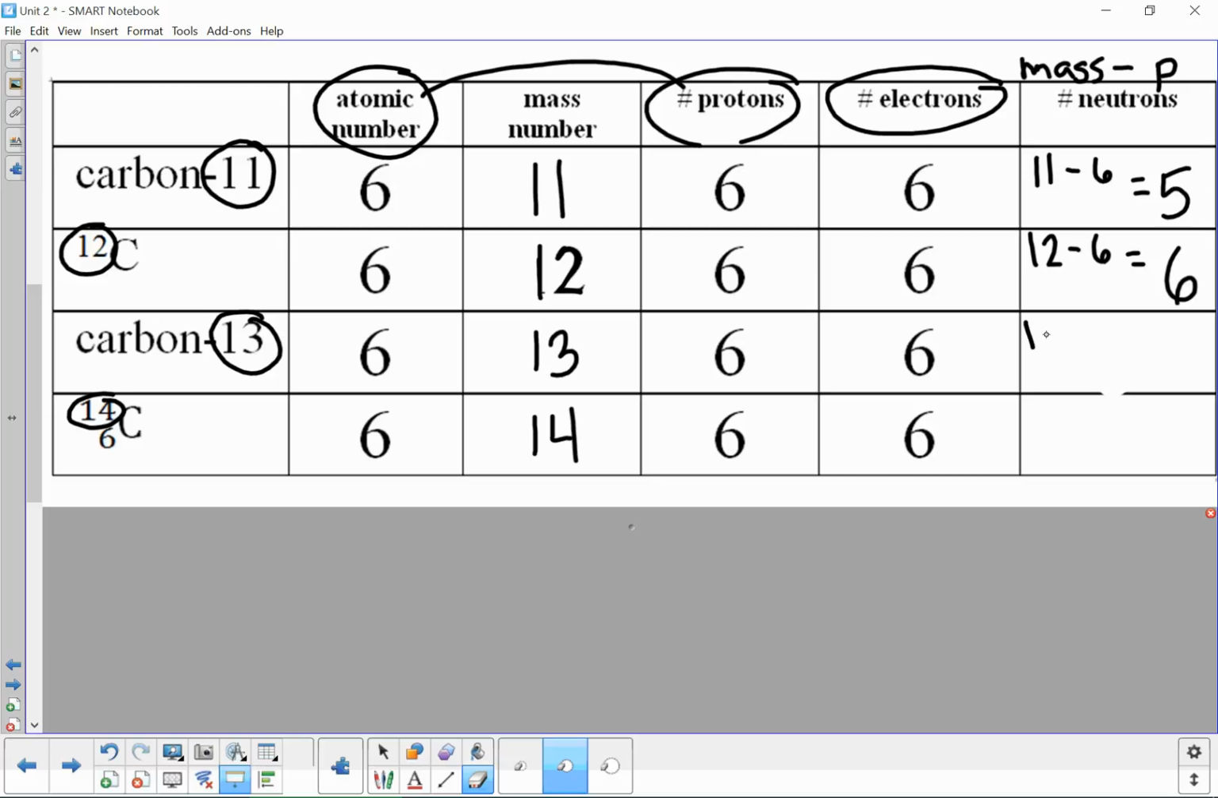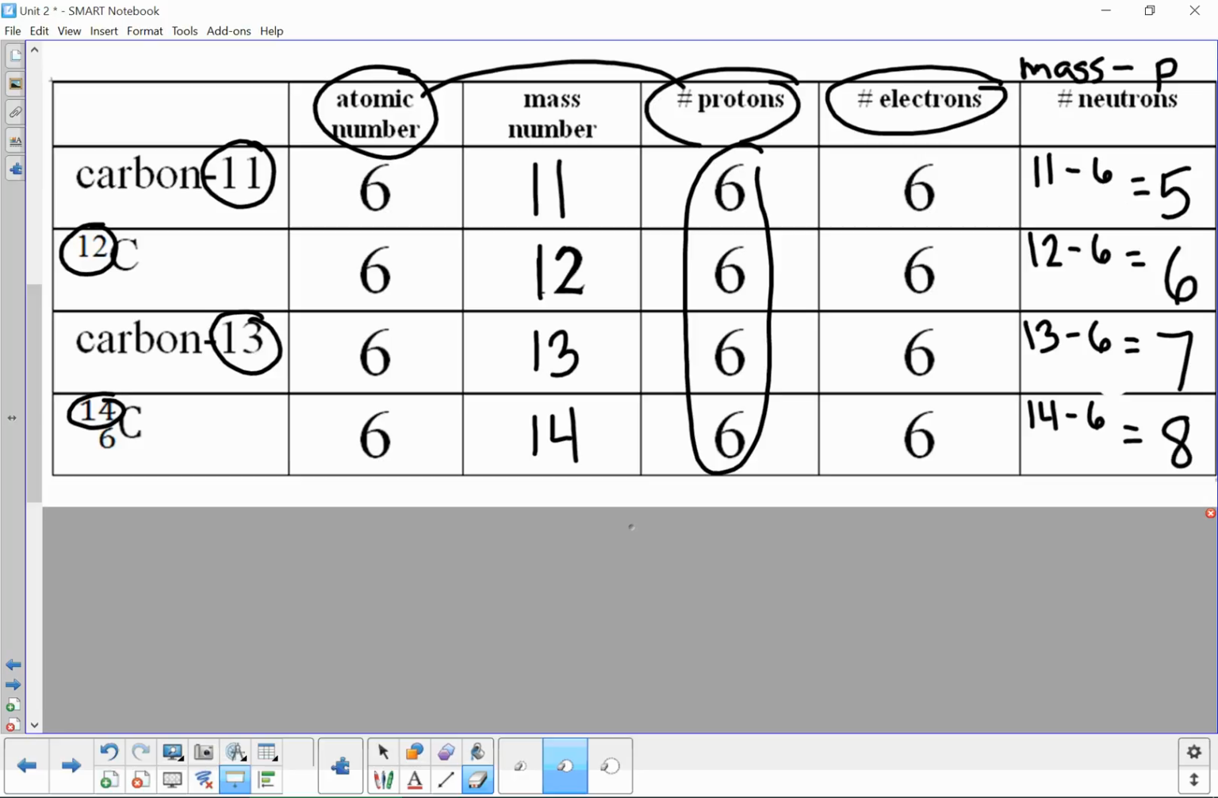Carbon 13, I subtract the 13 minus the 6 protons, and this example has 7 neutrons. In my last example for carbon 14, I take 14, which is the mass number, minus the 6 protons, and this time I have 8 neutrons. Now, all of these examples are isotopes because they're all carbon, because they all have the same number of protons. But the big difference between them is that we changed their neutron number, which changes their atomic mass.